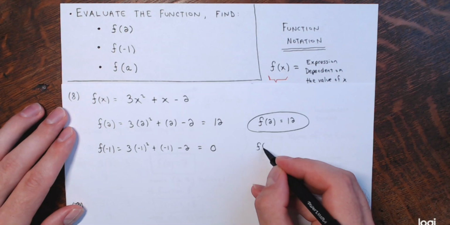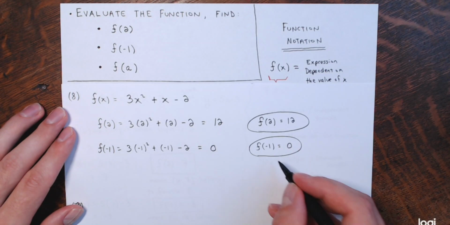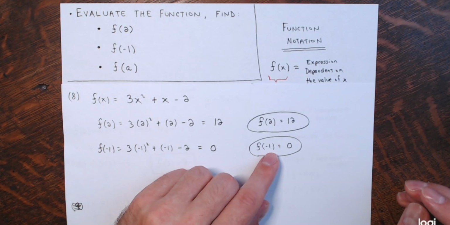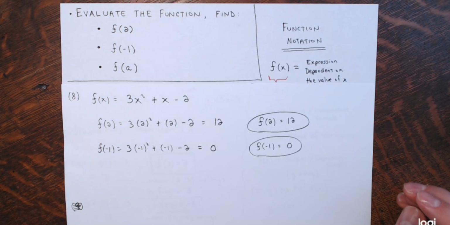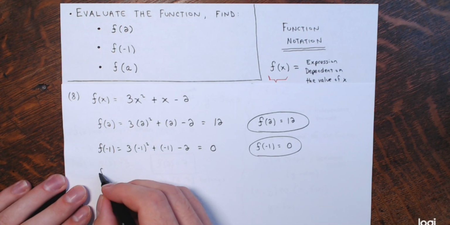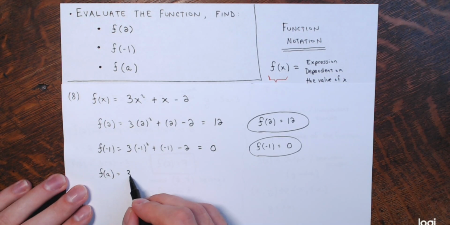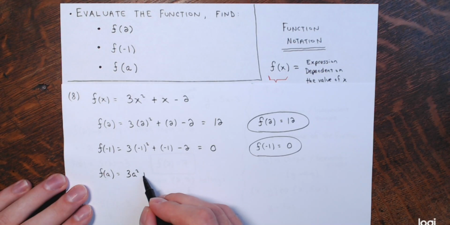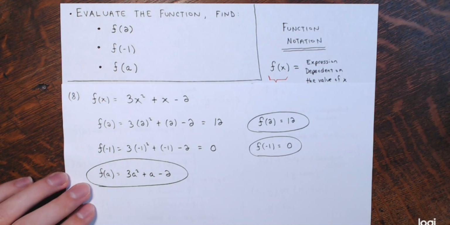So f of negative 1 is 0. An equivalent statement to this would be that the ordered pair negative 1 comma 0 belongs to this function called little f. And then finally f of a, just replace all the x's with a. 3a squared plus a minus 2. Done.